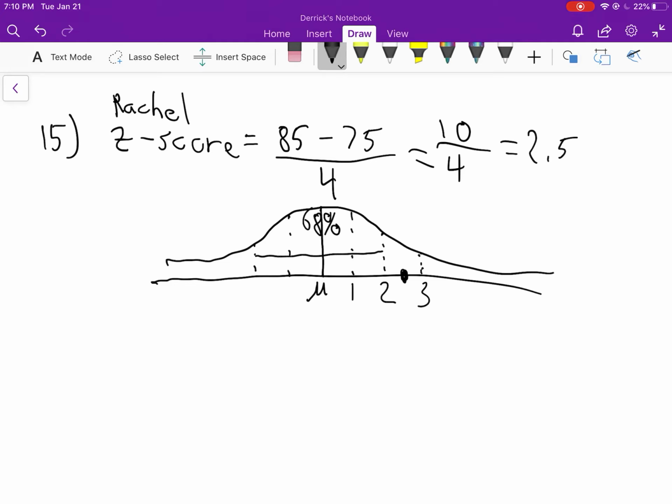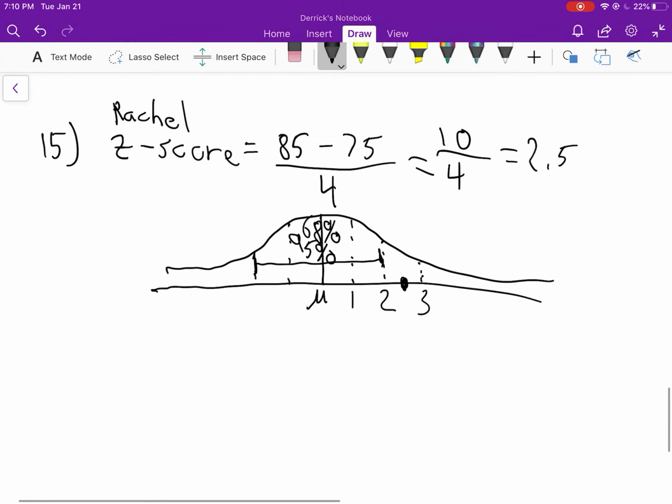95% of the data is covered between the second standard deviations, both to the left and to the right. Okay? If 95% of the data is covered within 2 standard deviations, and Rachel's already passed the second standard deviation, she's clearly in the top 5% because we're already talking 95%, and 100 is the highest you can go.